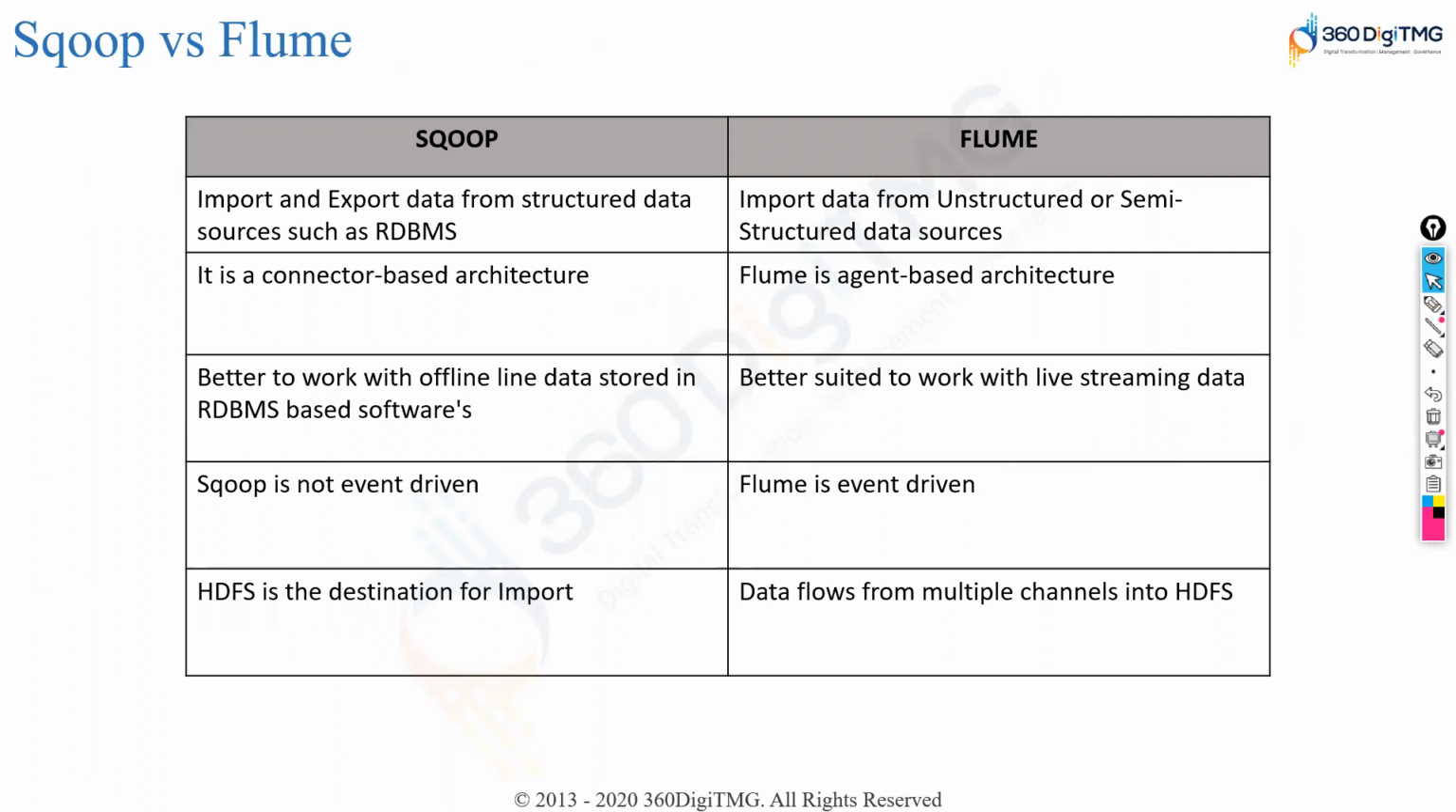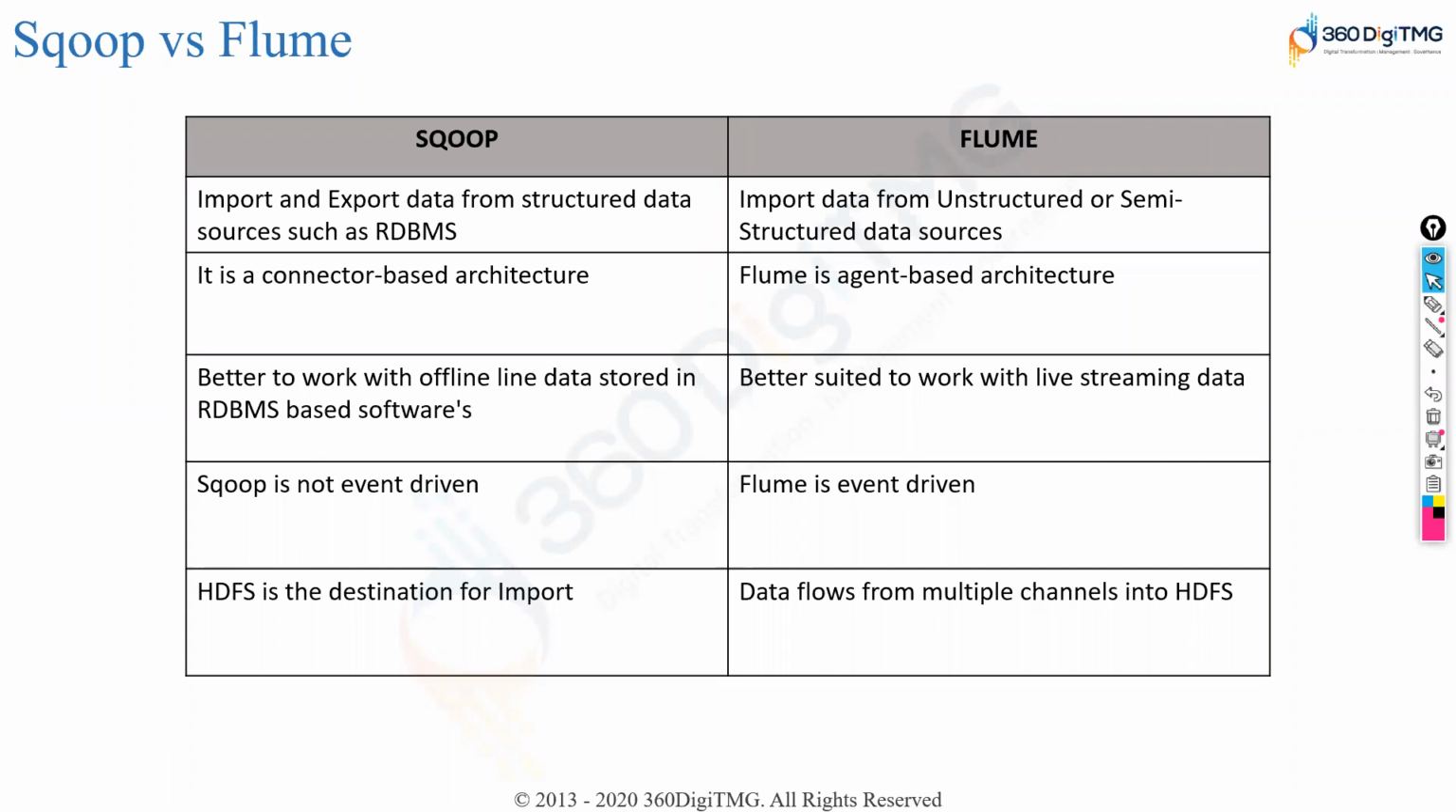Now there is another tool called Flume, which is also popular. Flume is used to extract primarily unstructured data. Because for structured data, we have Sqoop, no problem. The application is already there. It imports and exports the data basically from structured data sources. Whereas Flume only deals with semi-structured or unstructured. It does not deal with structured RDBMS softwares.